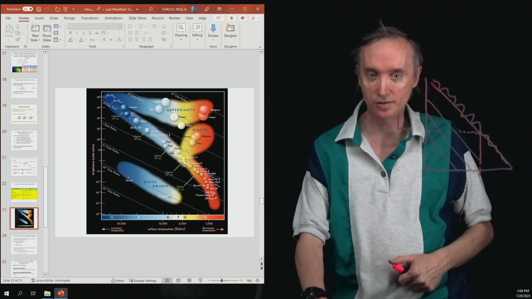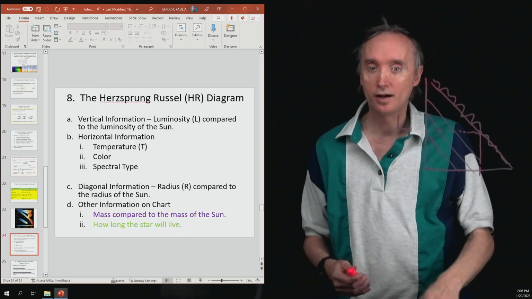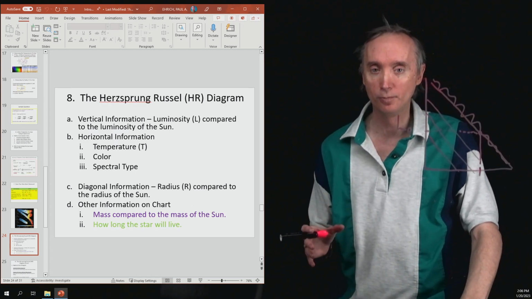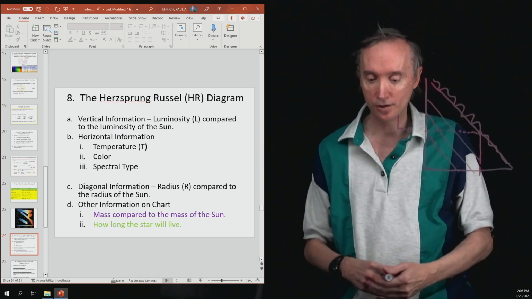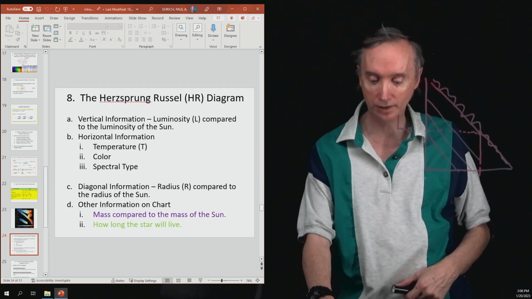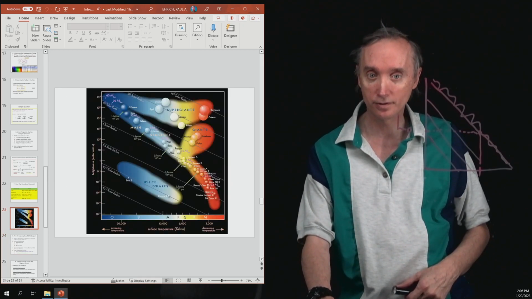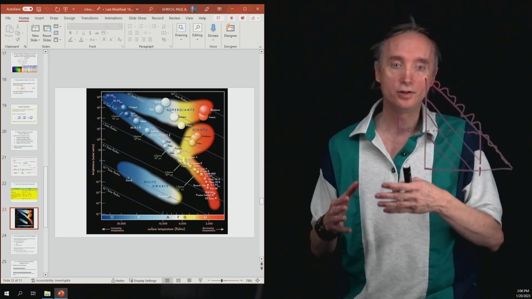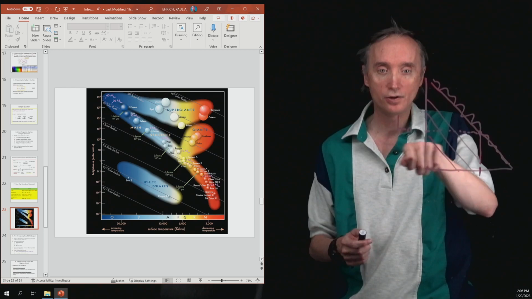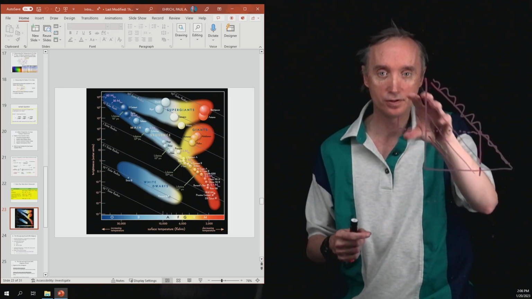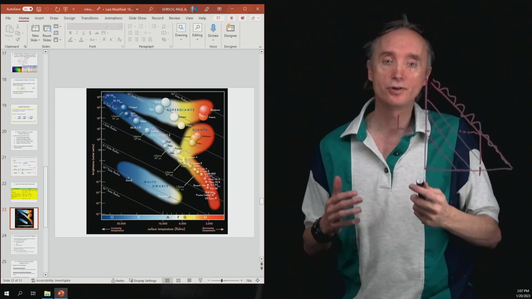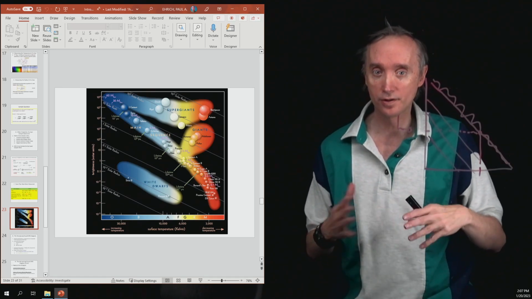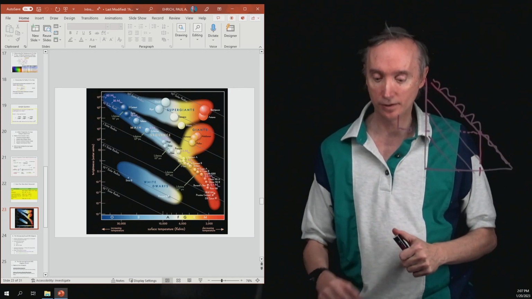Okay, what's another piece of information? Other information on the chart, you might notice that there are some purple numbers, and you might also notice that there are some green numbers on this chart. What I recommend is, this is kind of hard to see, so you can pause me and then increase the magnification so that you can read the stuff on there, or just go to the internet and find one of these HR diagrams. All the diagrams are basically the same.